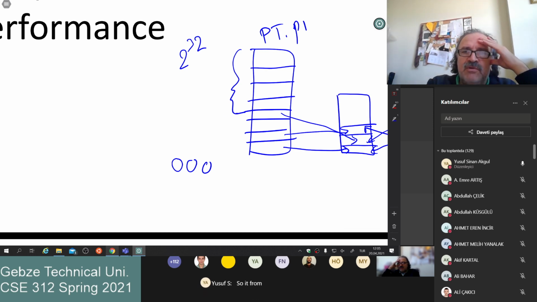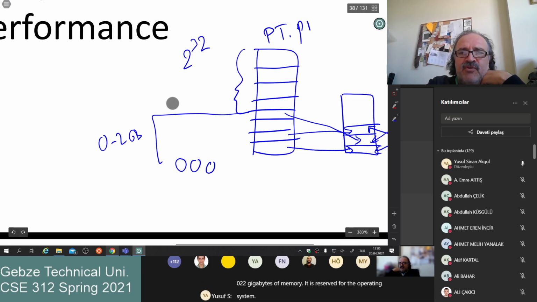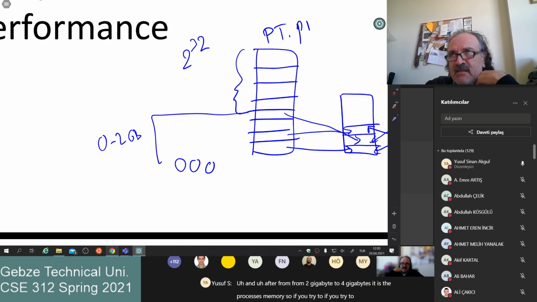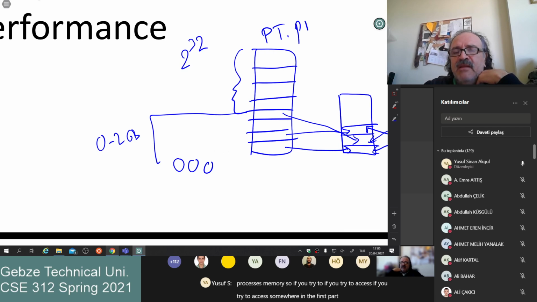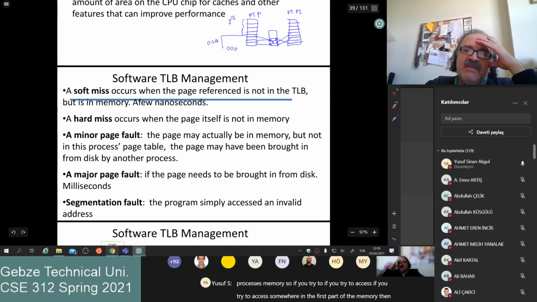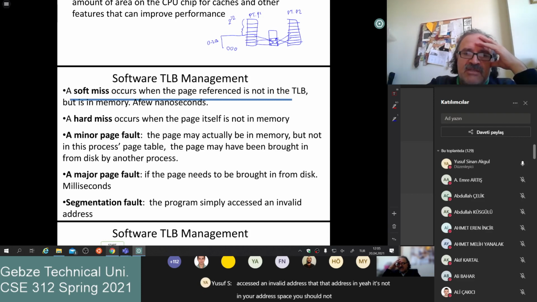From 0 to 2 gigabytes of memory, it is reserved for the operating system. And from 2 gigabytes to 4 gigabytes, it is the process's memory. So if you try to access somewhere in the first part of the memory, then you will get a segmentation fault. The program simply accessed an invalid address. That address is not in your address space, you should not access it. So that's called a segmentation fault.